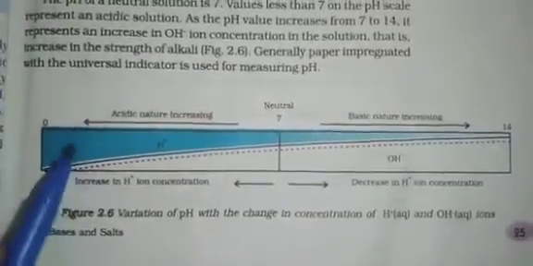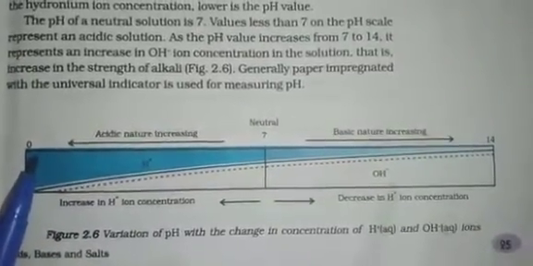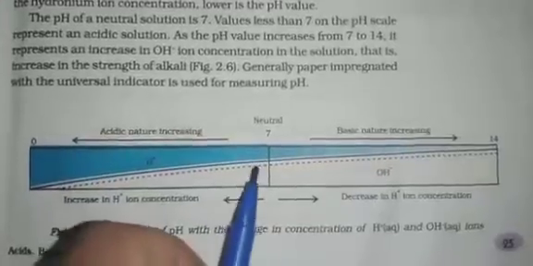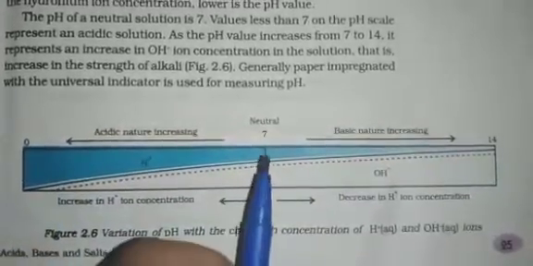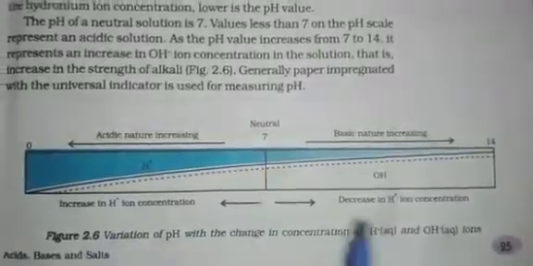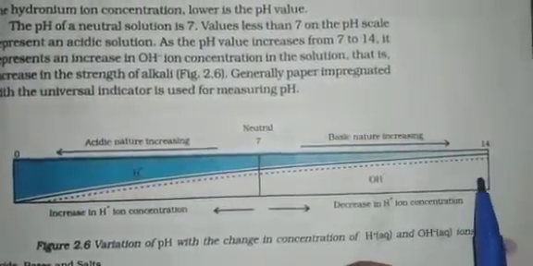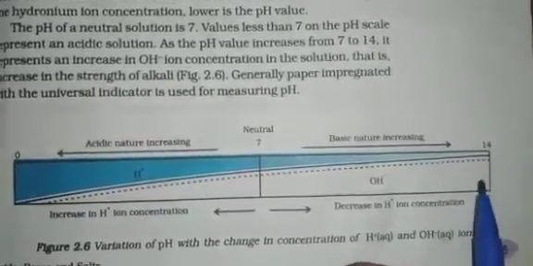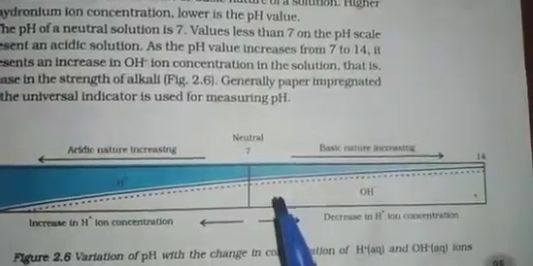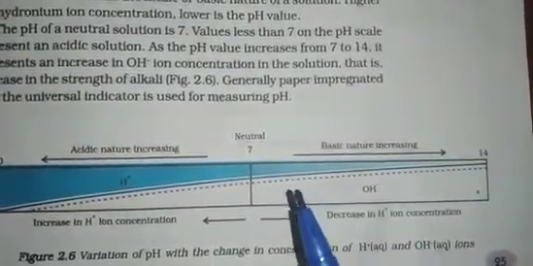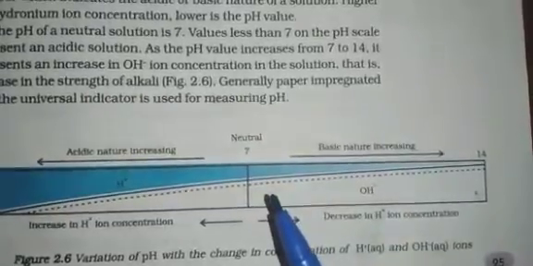Since the H plus ion concentration is more here, it is more acidic, meaning a strong acid, and here the H plus ion concentration is less compared to here, hence we can call it a weak acid. When it comes to bases, the OH minus ion concentration is more here, right? So it is a strong base, and when you come down like this, the OH minus ion concentration is very less compared to here, so these are weak bases.